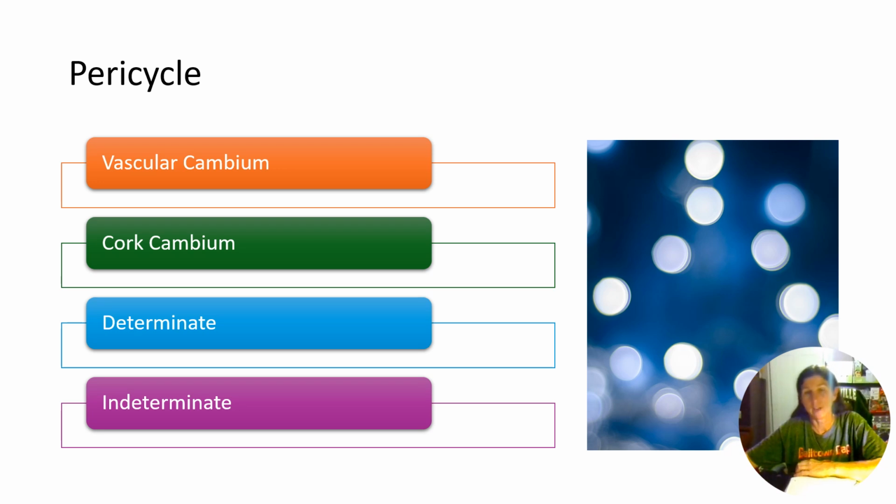Lateral roots and vascular cambium form inside of the pericycle, and the vascular cambium actually forms from parts of the pericycle. So in woody plants, there's actually a second cambium that forms, and that's called the cork cambium. That forms just outside of the vascular cambium, and this forms cork tissue.